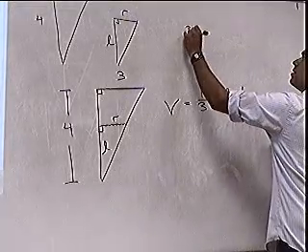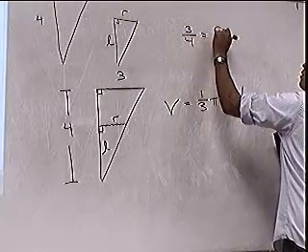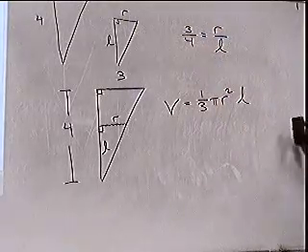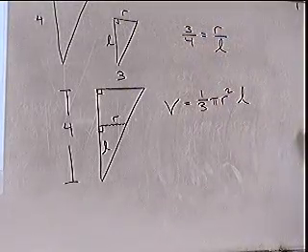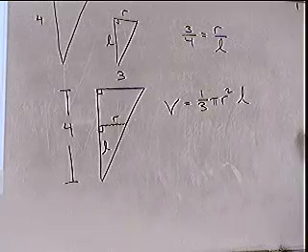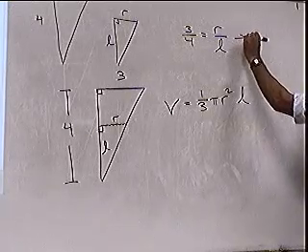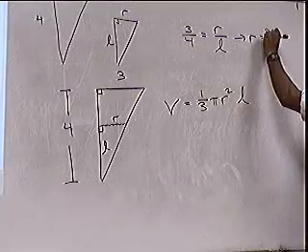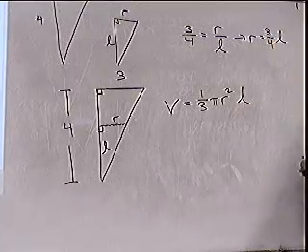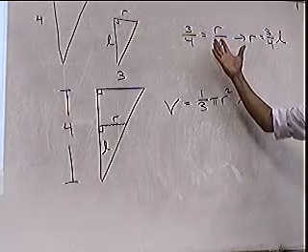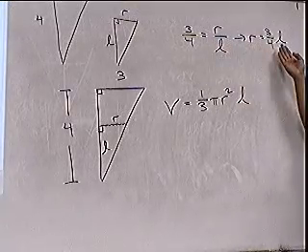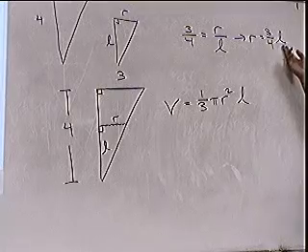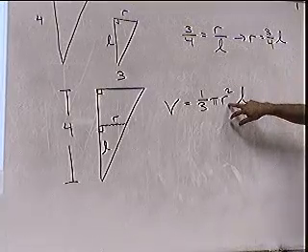3 over 4 equals R over L. Or if you'd like, R is equal to what? Three-fourths L. Multiply both sides by L. Why am I doing that? Because if I have an equation now that has R in it, what can I do? Take that R and put it right there.